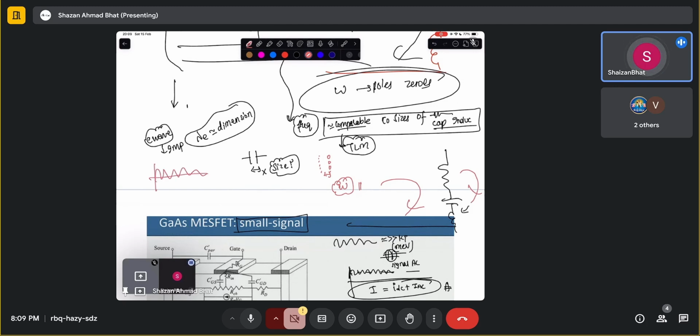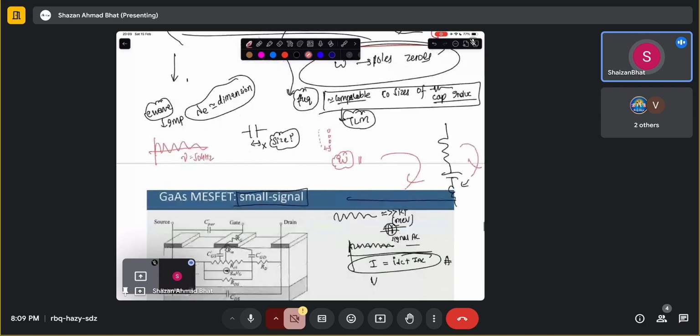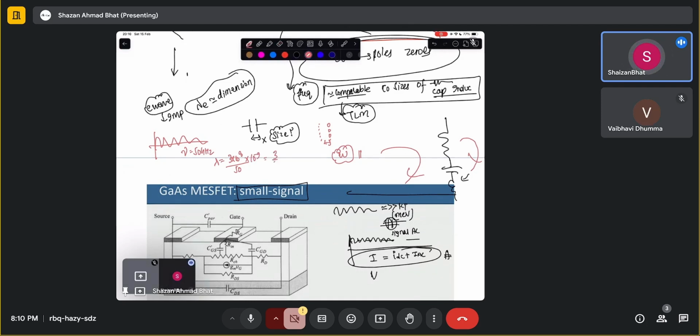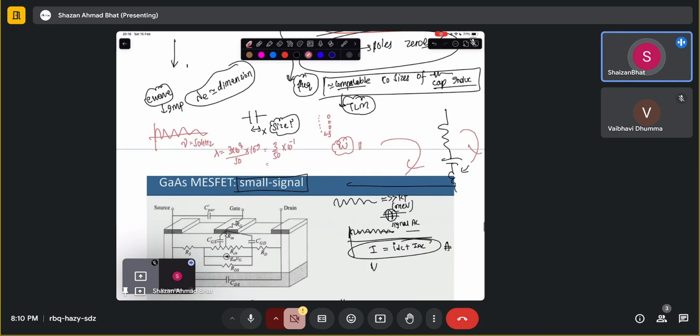So if you have a microwave with a frequency of 50 gigahertz, what is its wavelength? It will be 3 into 10 to the power 8 divided by 50 into 10 to the power 9. Oops, it will be minus 9. So it will be 3 over 50 into 10 to the power minus 1. So how much is it? It is 0.06 into 10 to the power minus 1. So it will be 6 millimeter.